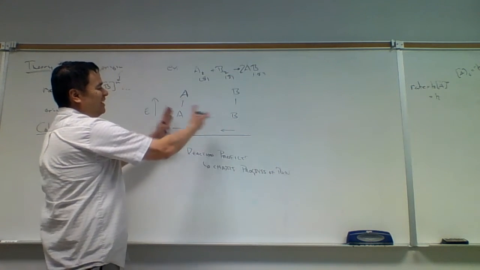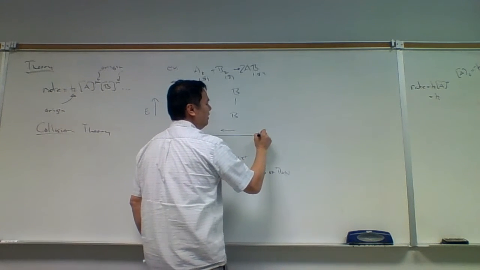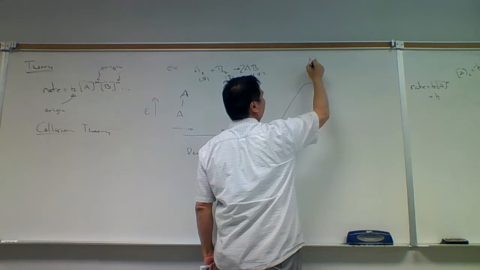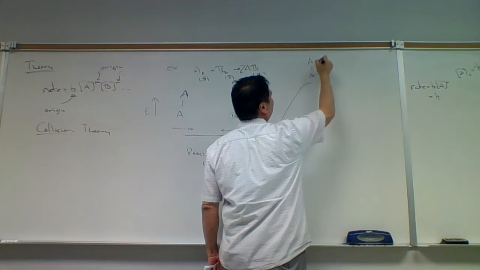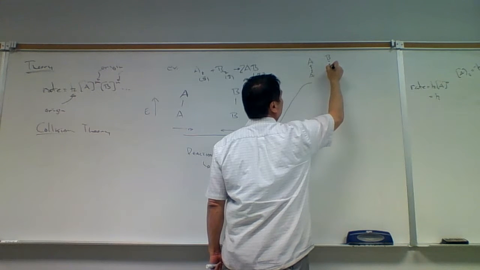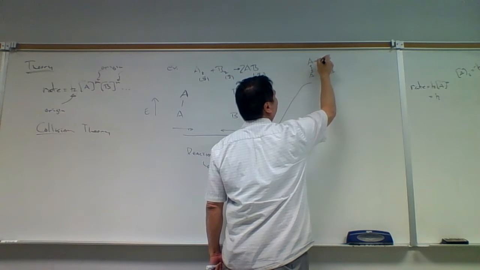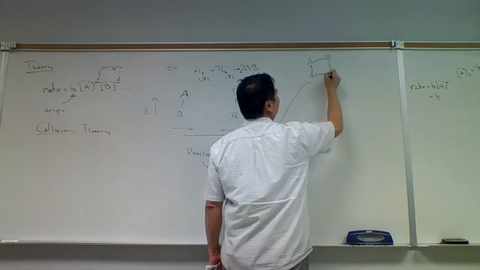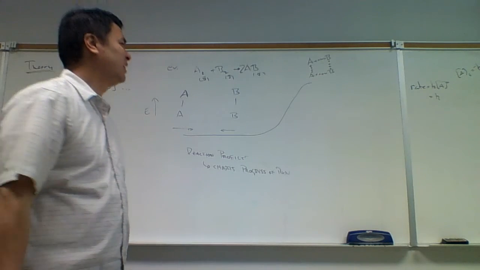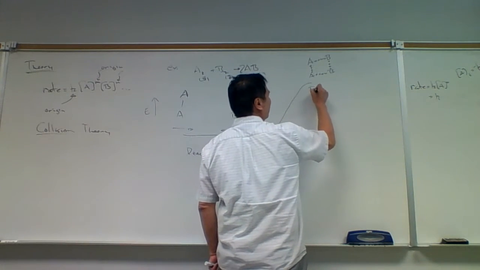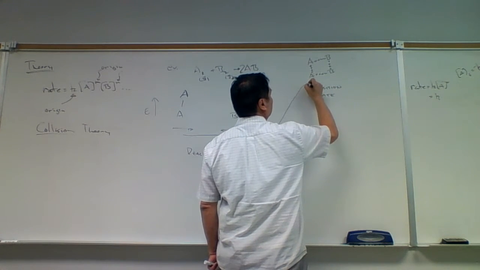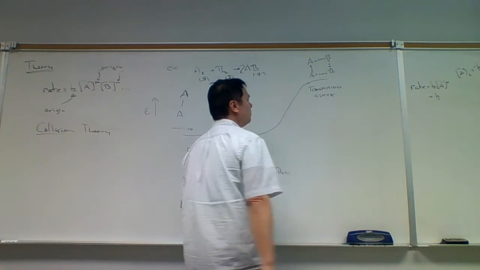These are heading at each other, they're going to collide. In the collision, the energy is going to go up. At the top of this, we see that the A-A bond is starting to break, and the B-B bond is starting to break. In that process, the A-B bond is starting to form. So bonds are being broken, bonds are being formed. This is not stable, right? This is what we call a transition state. It is a high energy state in which bonds are being broken and bonds are being formed.